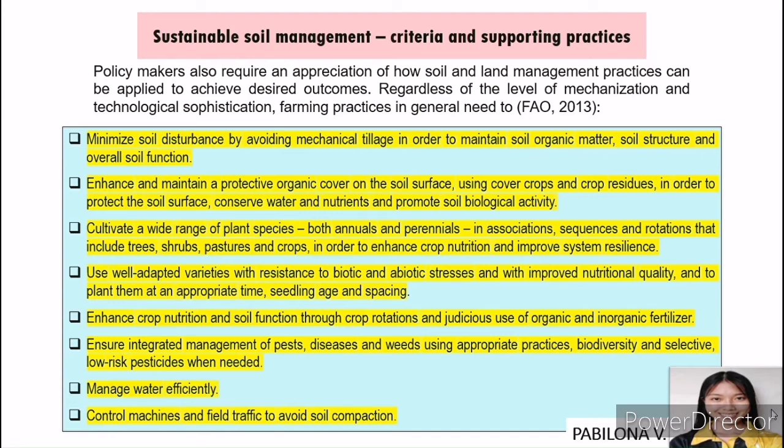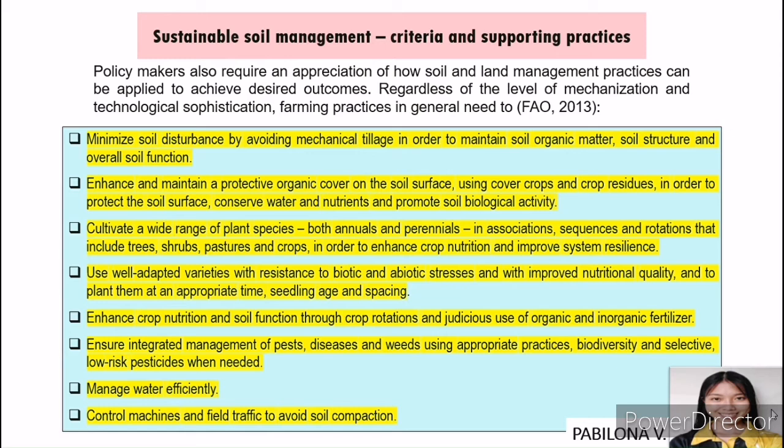Farming practices in general need to minimize soil disturbance by avoiding mechanical tillage in order to maintain soil organic matter, soil structure, and overall soil function. Enhance and maintain a protective organic cover on the soil surface, using cover crops and crop residues in order to protect the soil surface, conserve water and nutrients, and promote soil biological activity.